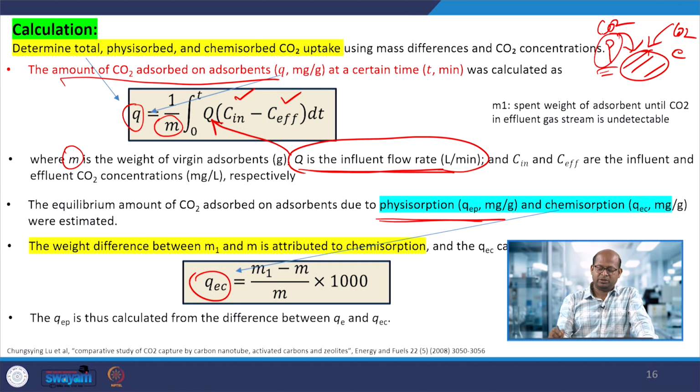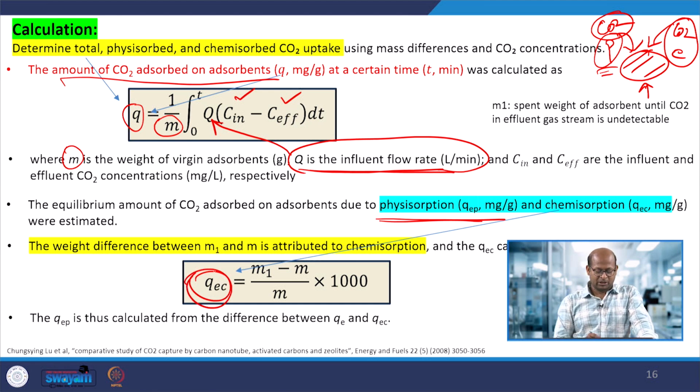Physisorption is the weak adsorption of CO2 on the material through van der Waals forces of attraction, so it can be removed easily. Once full adsorption or equilibrium is reached, the CO2 flow is stopped and only nitrogen is passed, and the physically adsorbed CO2 will come out, which we can quantify. Or, once there is no CO2 coming out through the effluent stream, we heat it up, and then the chemically bound CO2 we can calculate. If we know the total quantity of CO2 and the chemically bound CO2, then by subtracting we can calculate the physically adsorbed CO2.